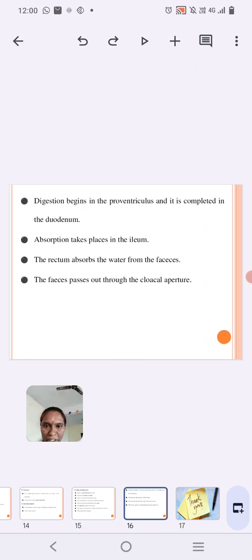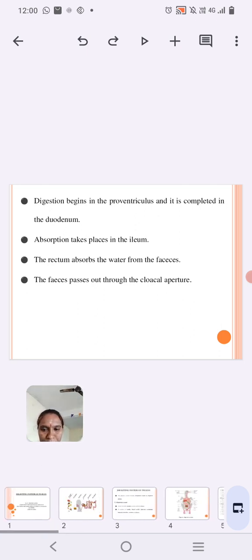Digestion begins in the proventriculus and is completed in the duodenum. Absorption takes place in the ileum. The rectum absorbs water from the feces. The feces is passed out through the cloacal aperture.